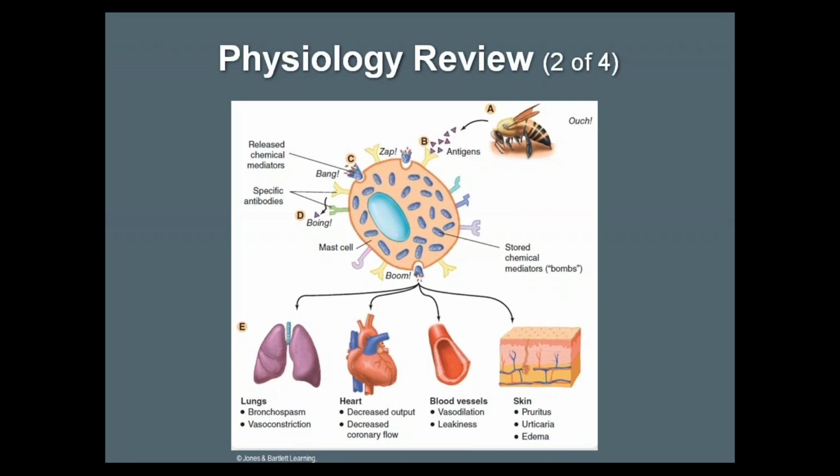So this is a fun little diagram of all the stuff we just talked about, causing the systemic reaction. So an antigen comes in, whether it's a bee sting, and the antibodies are on the cell. It can cause the systemic reaction, whether it's in the lungs with the bronchospasm, vasoconstriction, the heart, a decreased output, and decreased coronary flow, blood vessels, vasodilation, and leakiness, and skin, urticaria, edema, pruritus. So all those things can be caused by one little sting from a bee.